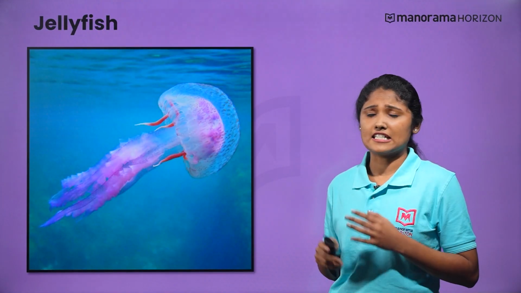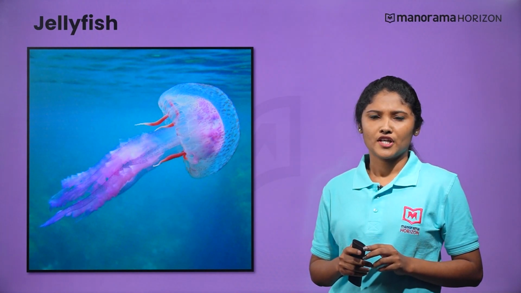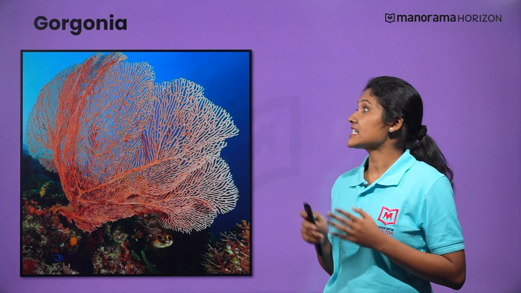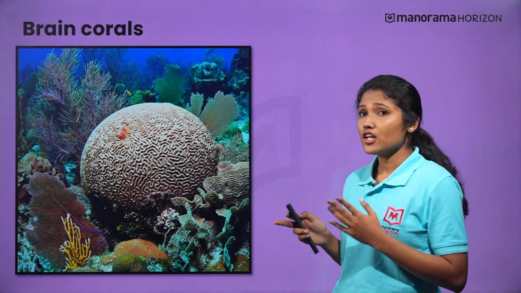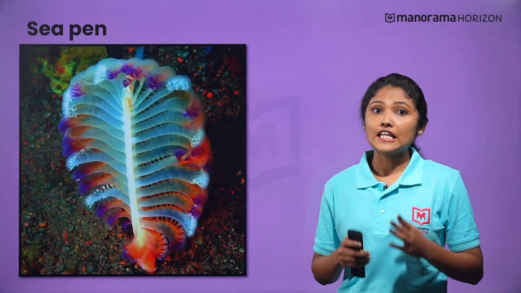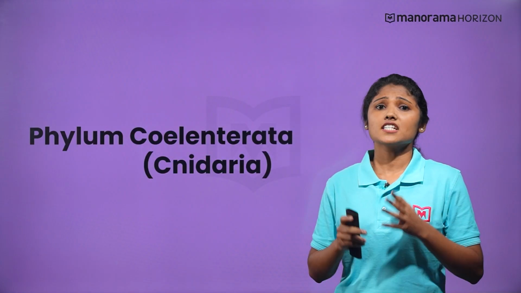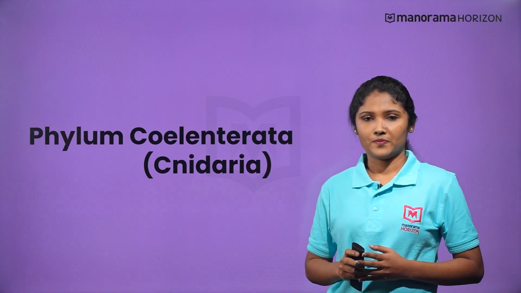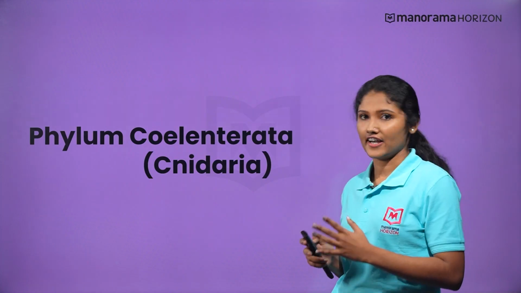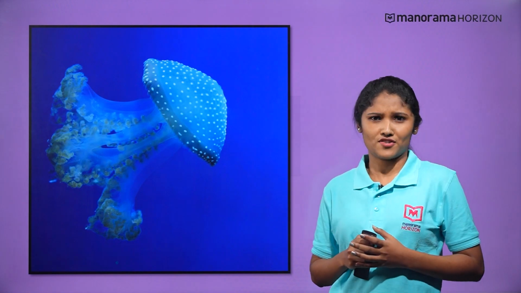Have you ever seen a jellyfish? Jellyfish falls under which phylum? Do you have any guesses? Jellyfishes, Gorgonia, that is sea fan, brain corals, and sea pen, that is Pennatula, are included in the same phylum, namely Coelenterata. It is also known as Cnidaria. Now let's look at the different features and characteristics of this phylum.